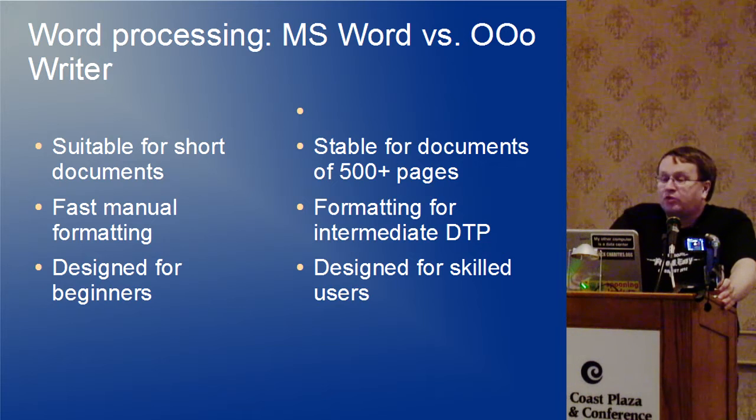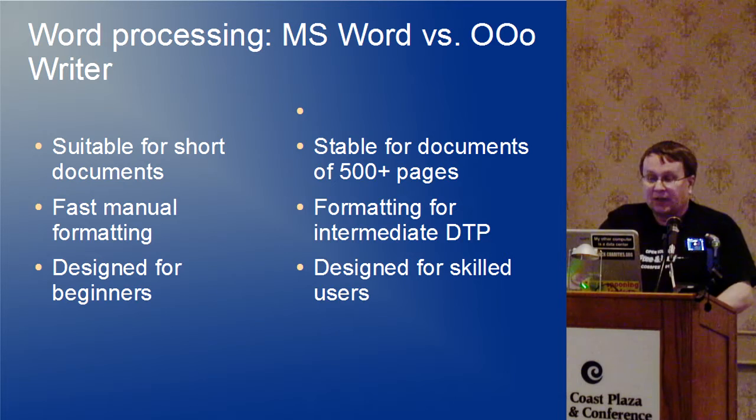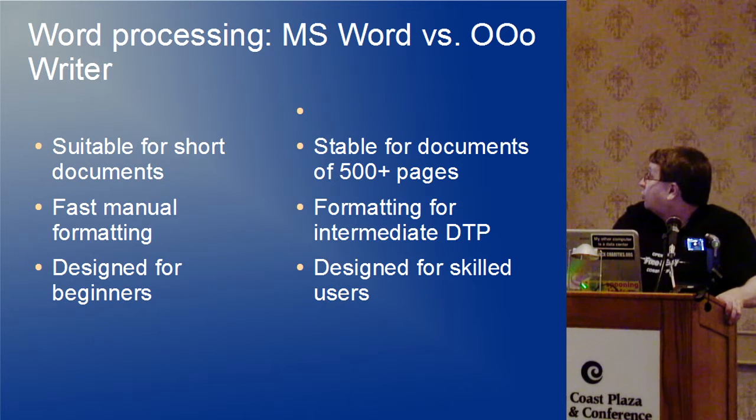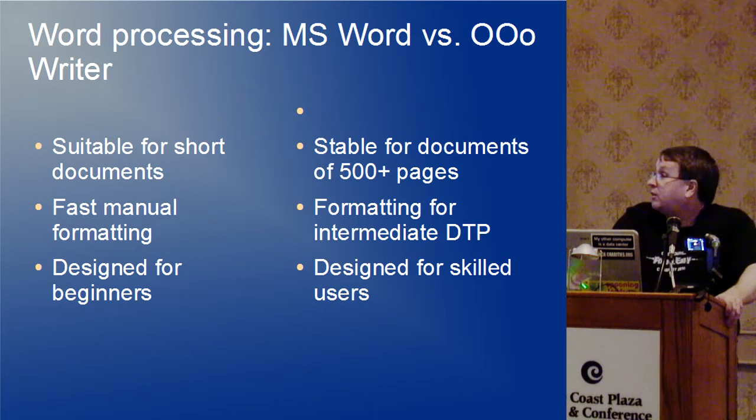Word is really oriented towards fast manual formatting. You get up and running quickly. You don't need a lot of expertise to get going. Writer is a little more sophisticated. It takes a bit longer to get ramped up, but when you are ramped up, you've got exactly what you want. And really, you could say Microsoft Word is designed for beginners. Writer is designed for people who are willing to learn and become fairly skilled at it.